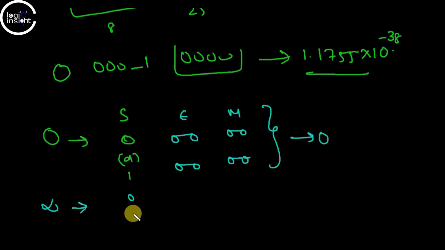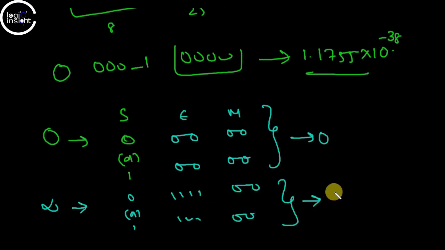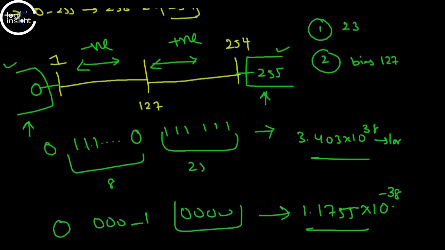So how is infinity represented? Again the sign is 0 or 1, we don't care. The exponent is all ones, all 8 bits ones, and the mantissa is all zeros. So this is for representing infinity. You can see a pattern here. If the exponent is all 0, you get the value 0. If the exponent is all 1, you get the value 255. That is the reason why 0 and 255 are not included in this condition: 0 is allocated to represent the value 0 and 255 is allocated to represent infinity.